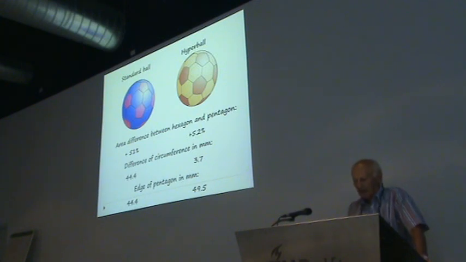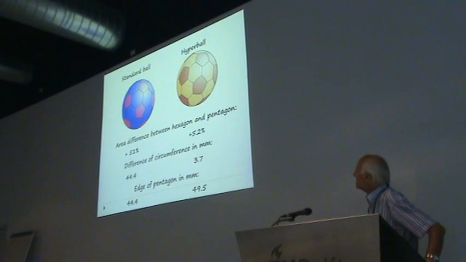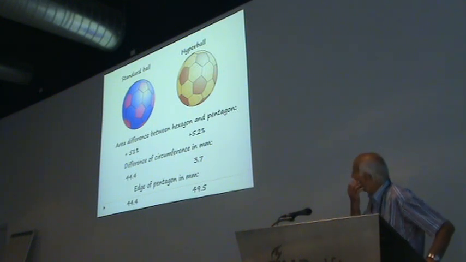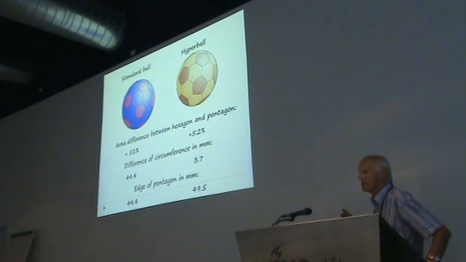Just a name. The area difference between hexagon and pentagon is, in the case of the standard ball, 51%. The hexagon is 1.5 times larger than the pentagon. And in the other case, the difference is only 5%. So I think this is a great improvement. And also the difference of the circumference in millimeters. You see the circumference of the polygons themselves, the panels, is in the first case 44 millimeters, in the other case less than 4 millimeters.